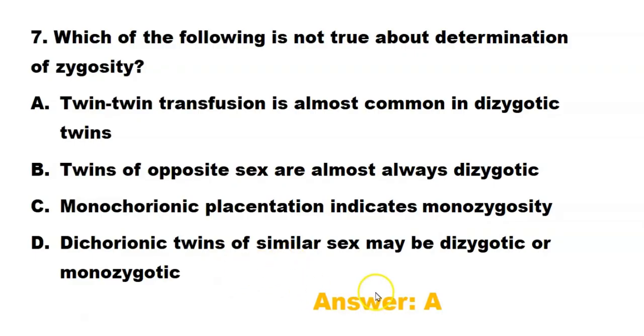The answer is A. Because twin transfusion syndrome occurs only in monozygotic twins. Dizygotic twins have separate placentas and are never monochorionic.